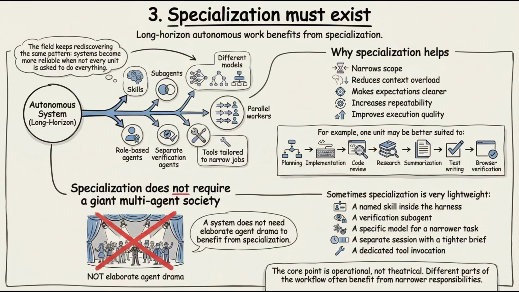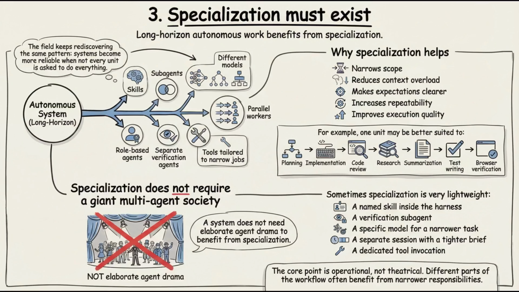In a complex workflow, you might have one unit that is perfectly suited for high-level planning, while others handle the actual implementation, code review, or background research. You might delegate summarization, test writing, or browser verification to entirely different units, letting each excel at what it does best. Now, there's a common misconception here.